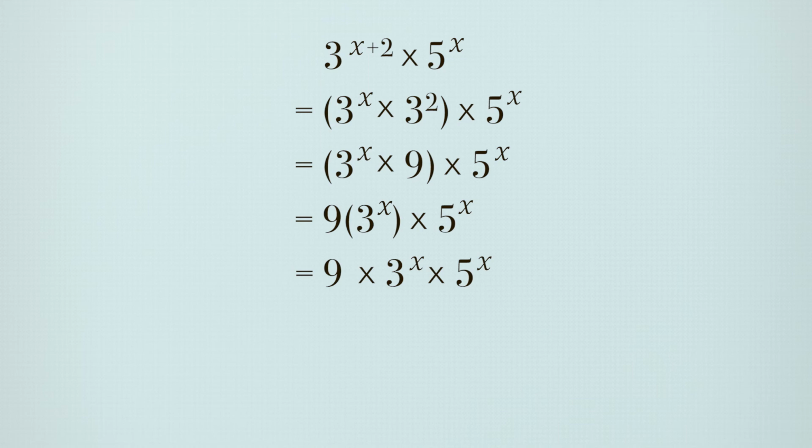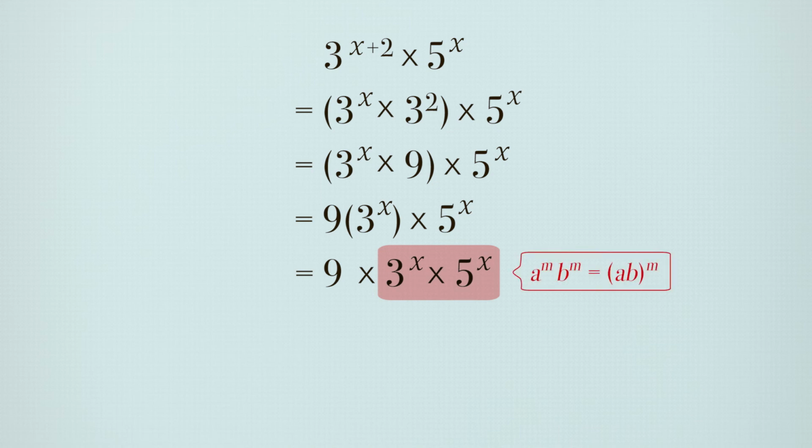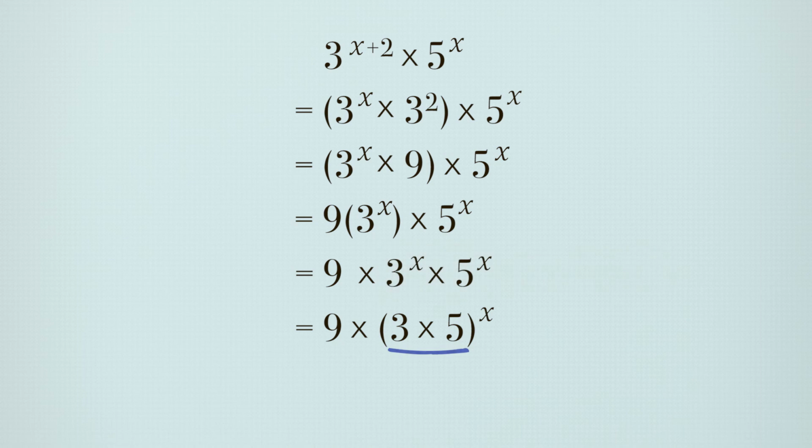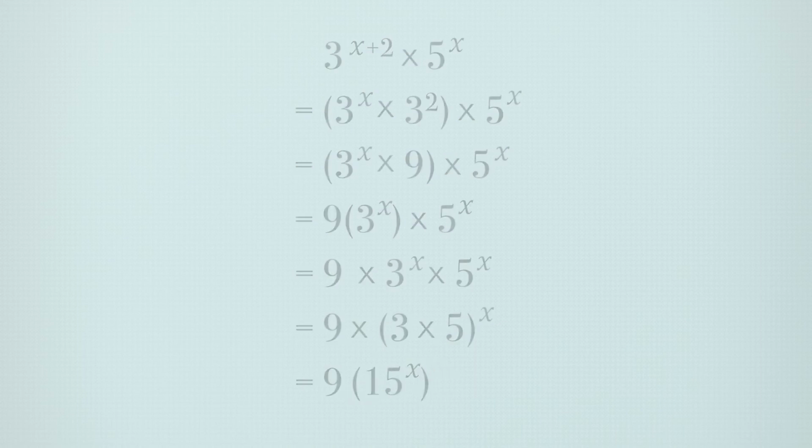Can you see that these two index forms have the same index? How can we simplify this further? Again, we can use this law of indices. This means we can multiply the bases to get 15 to the power of x. So the expression is just 9 times 15 to the power of x.